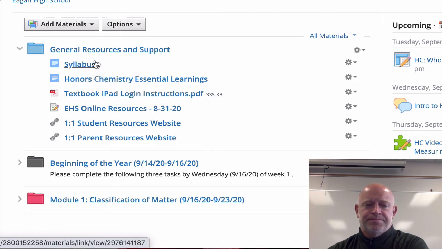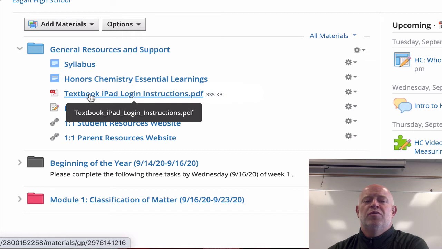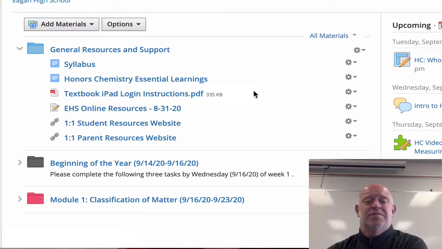These 3 I put in. We have the syllabus, our essential learnings for the year, and then if you want to have access to the textbook, there are login instructions. I do not use the textbook, okay? You will not be checking out a textbook for my class.